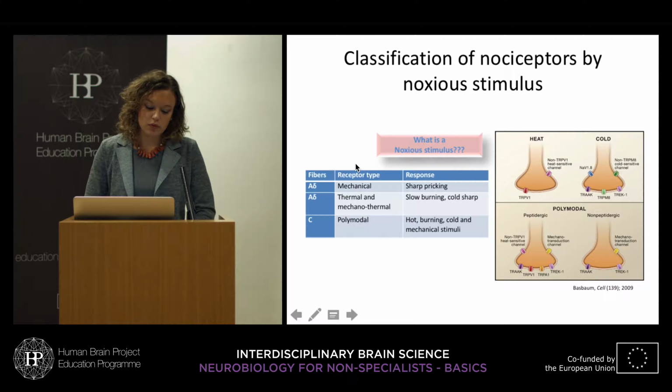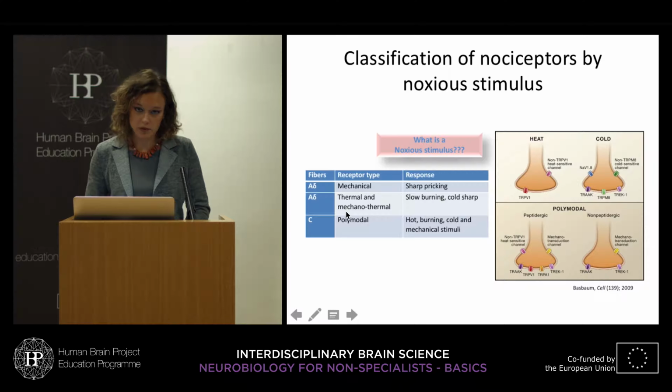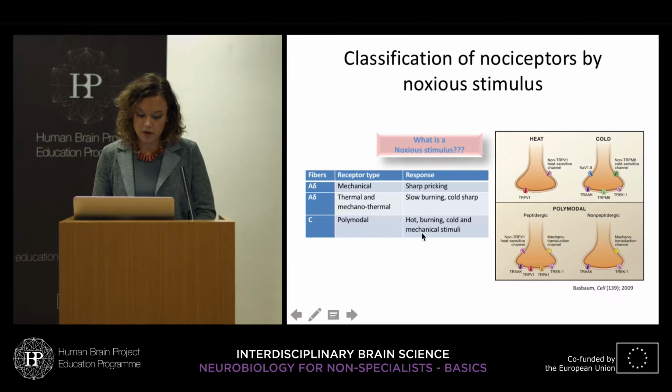So there are also different receptor types. These fibers react to different stimuli. For example, there can be A delta fibers that react to mechanical stimuli only, A delta fibers that react to thermal and mechanothermal stimuli, and then the C fibers are defined as polymodal. So they react to mechanical, chemical, and thermal stimuli. These are the different responses I was telling you before.